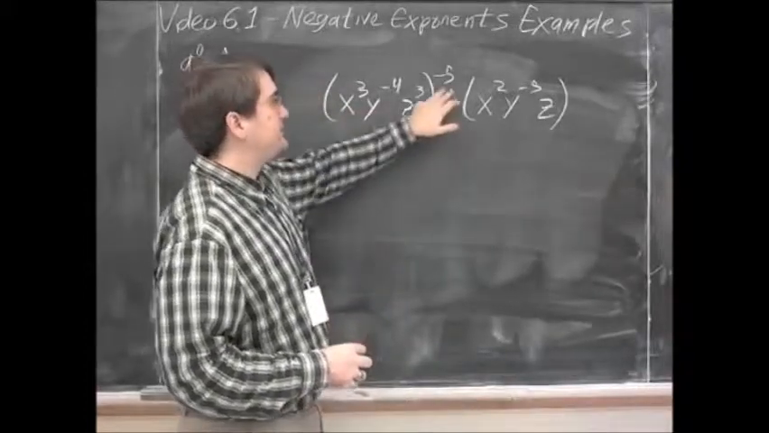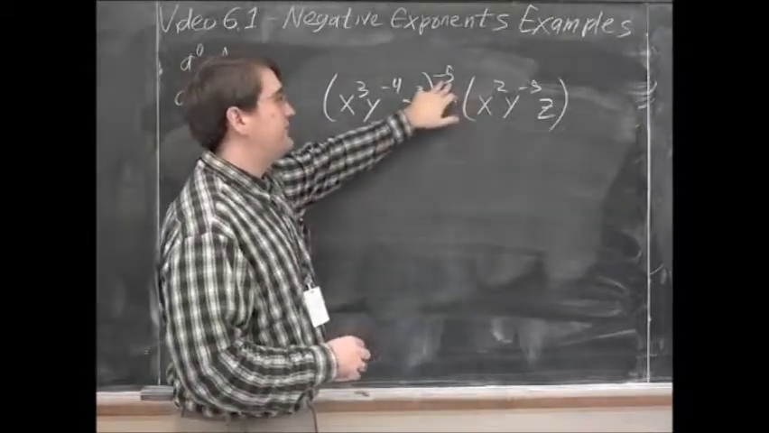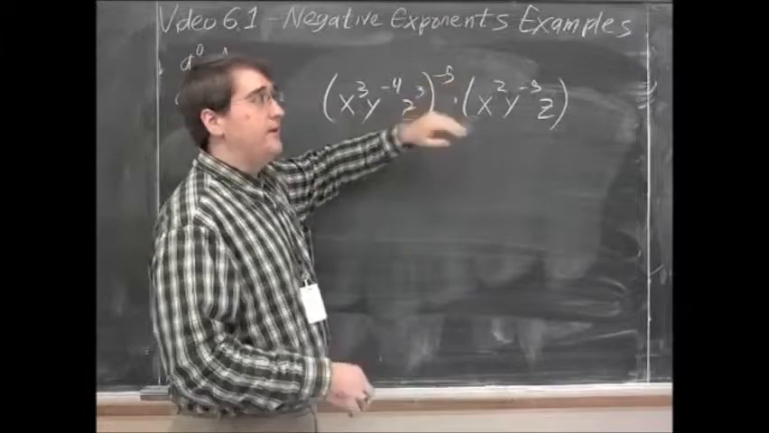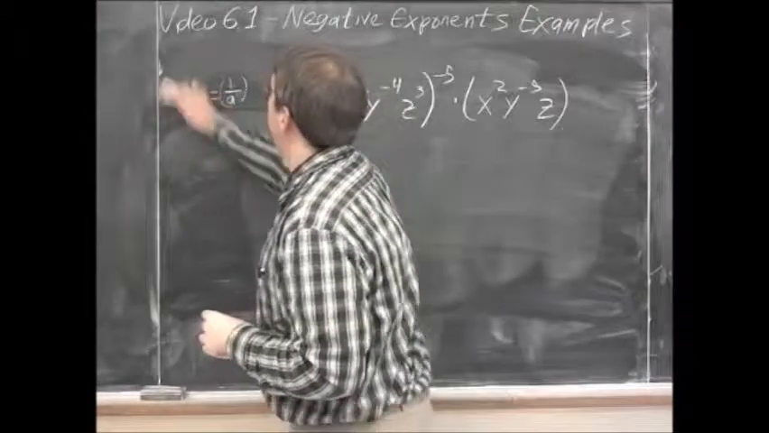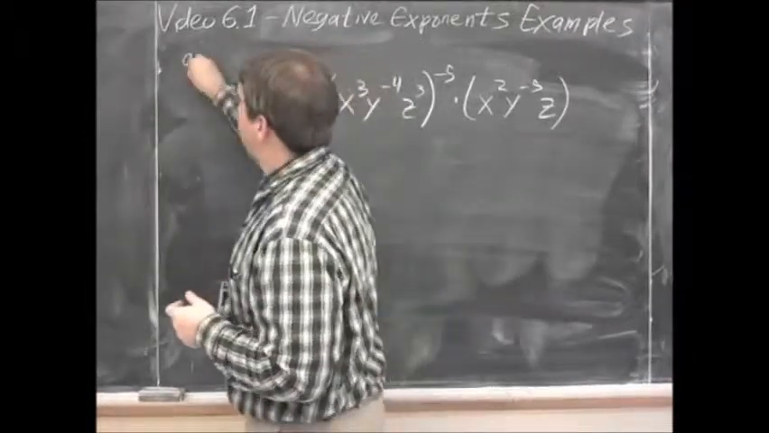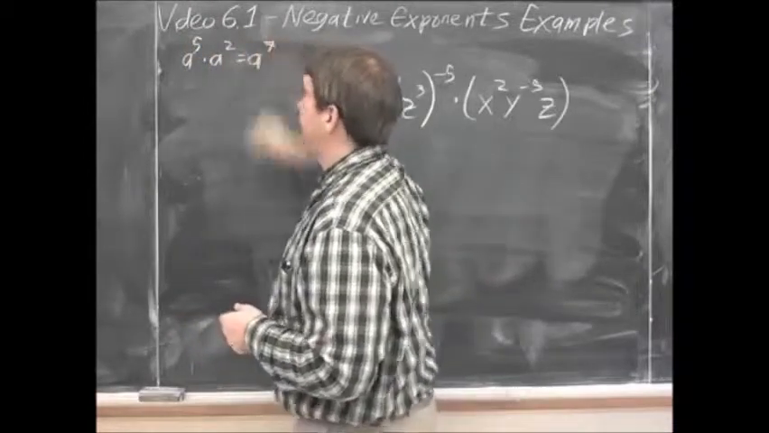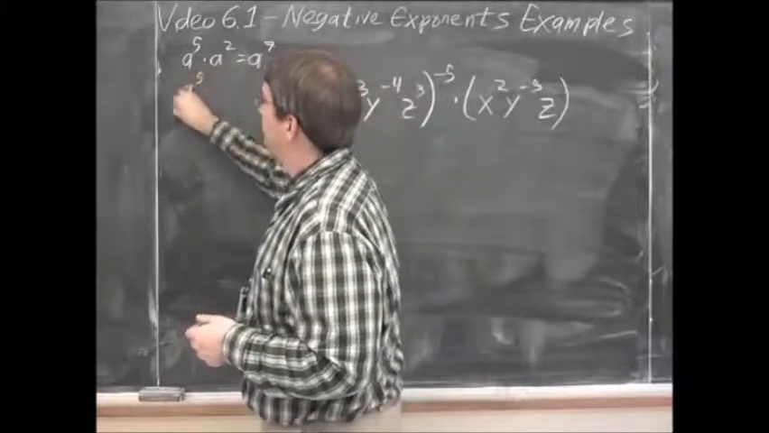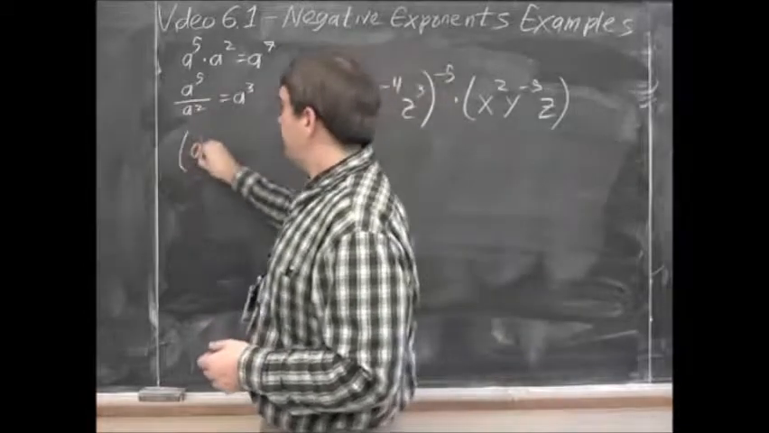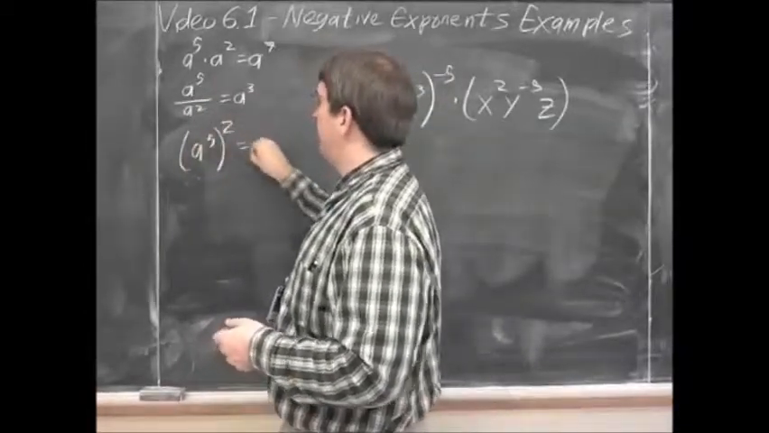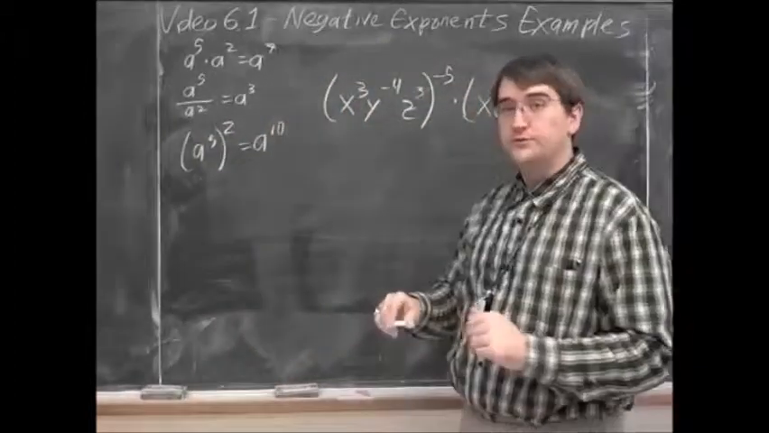In this particular case, I would suggest that as the first step, we take care of this negative 5 at the same time. We're going to use the third rule of exponents that you probably remember, just to review them quickly here. A to the 5 times a to the 2 is equal to a to the 7, 5 plus 2. A to the 5 divided by a to the 2 equals a to the 3, 5 minus 2. And a to the 5 to the power of 2 is equal to a to the 10, 5 times 2. And it's that last thing that's going to prove useful here.